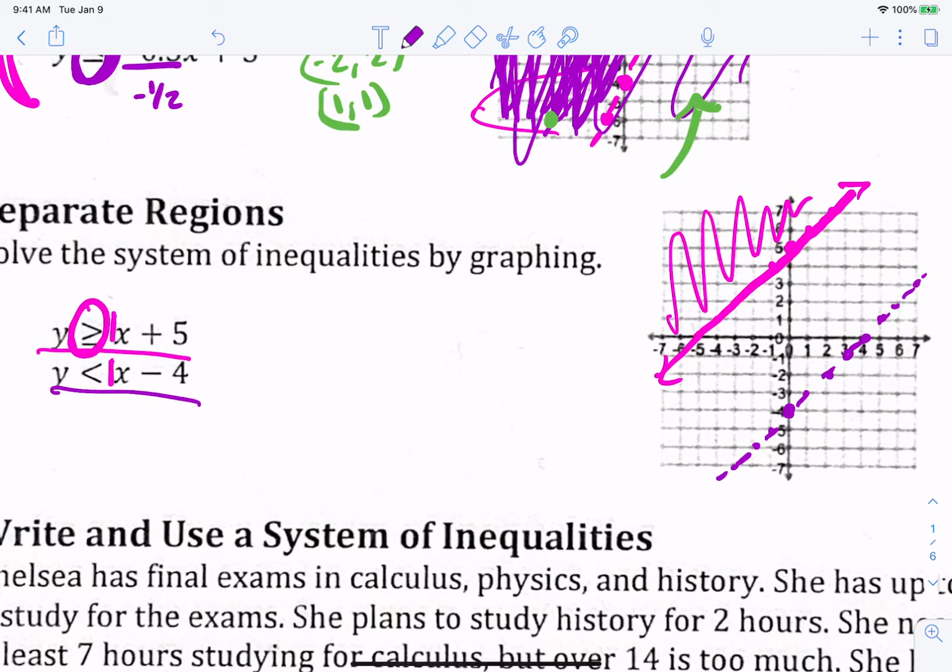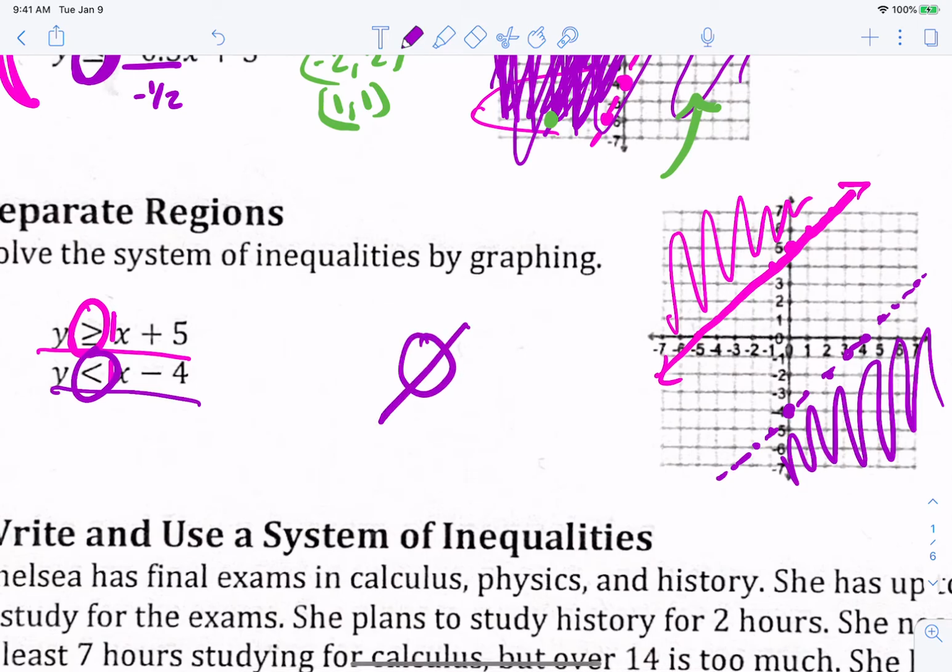And Y is less than him, which means we go to the bottom. Uh-oh. No solution. So give me a point that is in the top shaded region and the bottom shaded region at the same time. There is none. So, like Kyle said, no solution.